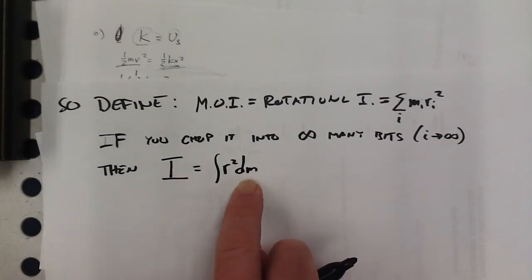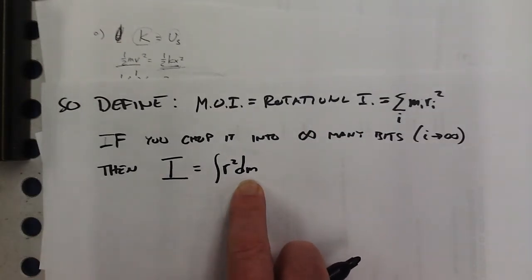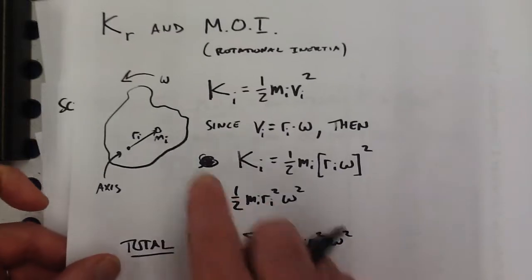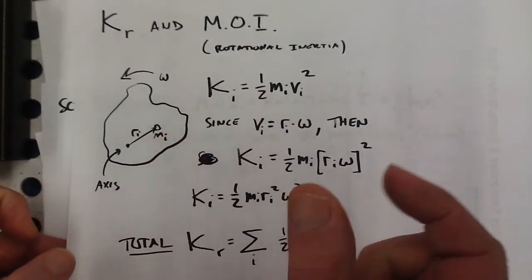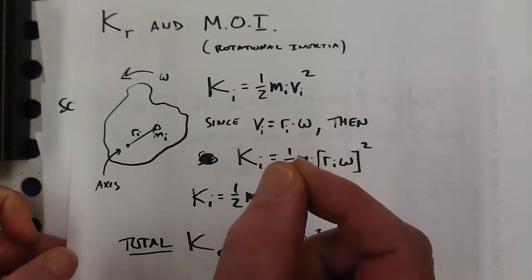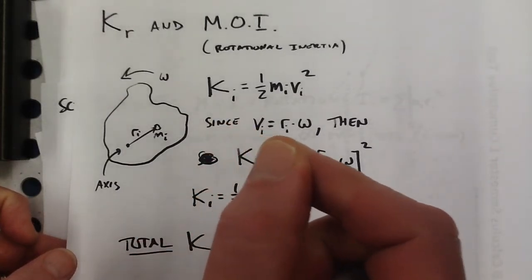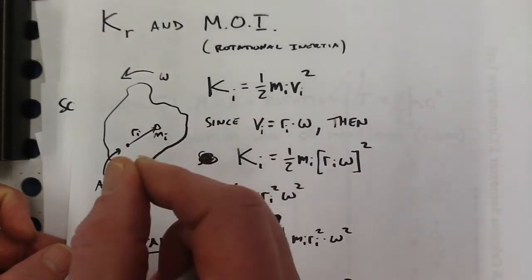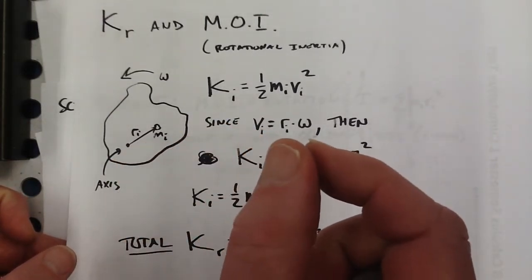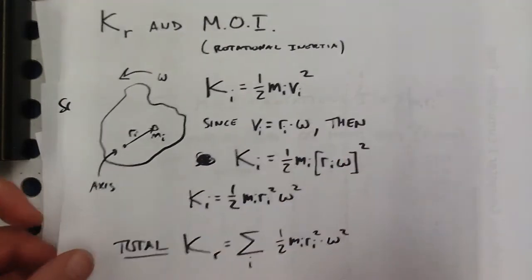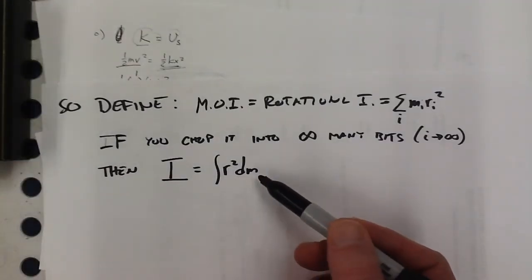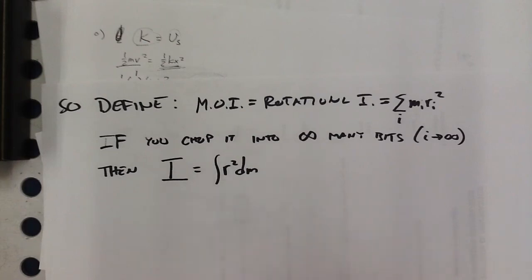Because the little tiny masses that you're chopping it up into are going to approach zero, just like when you're doing a Riemann sum, the width of those rectangles approaches 0, right? So the little delta x's turn into dx. That's what's happening here. The little tiny masses are turning into dm.